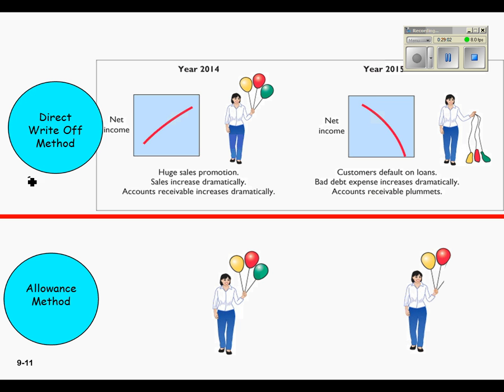I want you to write, GAAP doesn't like this one, and you're going to see why GAAP likes this allowance better. Okay. Let's just take a look from 2014 to 2015. I think the questions are, can you explain this a little bit more? This visual helps.